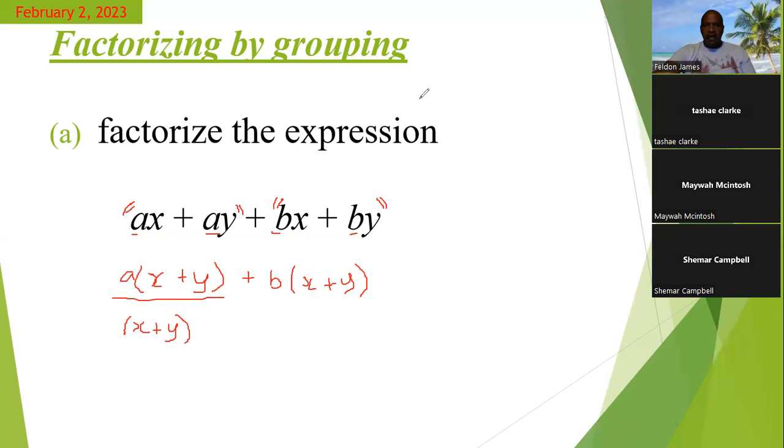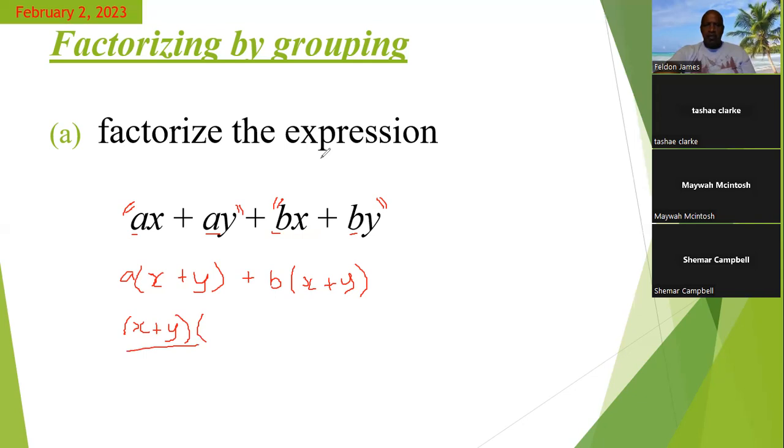So if you divide a bracket x plus y by x plus y, you notice that the x plus y will cancel out with the x plus y here. So the x plus y that we have here would be our HCF. So this is our HCF.